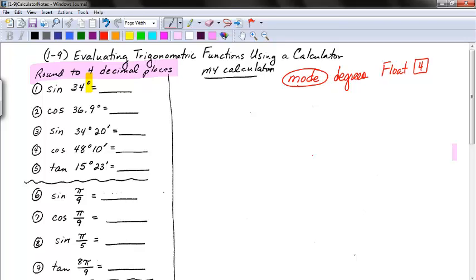Just type in sine of 34. On some of the scientific calculators, you actually put in the 34 first, and then you hit sine, like if we had the old TI 30s, it might be that way. Then write down the correct answer: 0.5592.